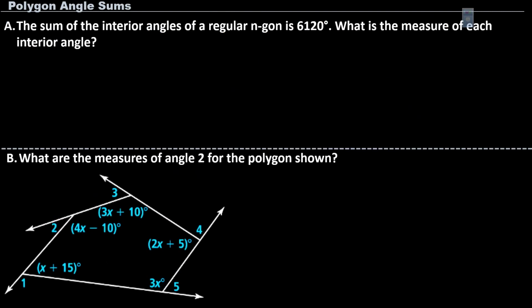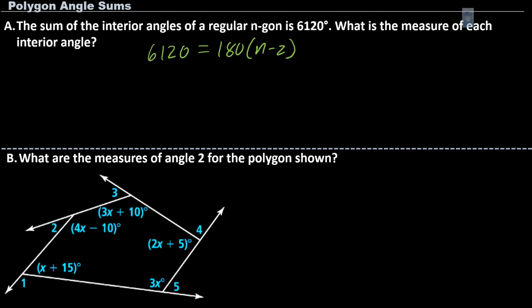And lastly, we have the sum of the interior angles of a regular polygon is 6,120. What is the measure of each interior angle? So it's a regular polygon, 6,120 is its measurement. So that means that 6,120 is equal to 180(n minus 2). This is going to tell us how many sides there are.